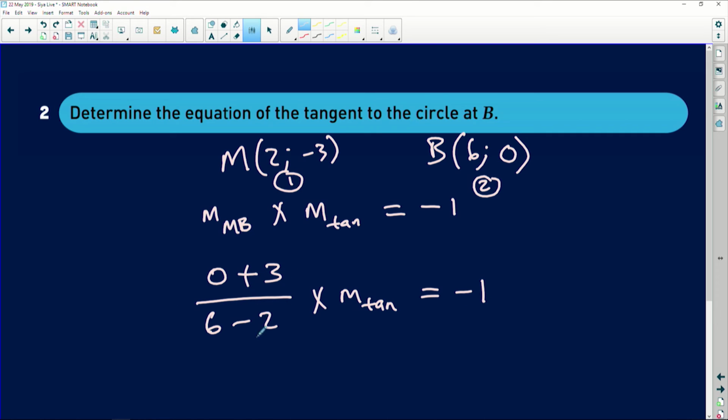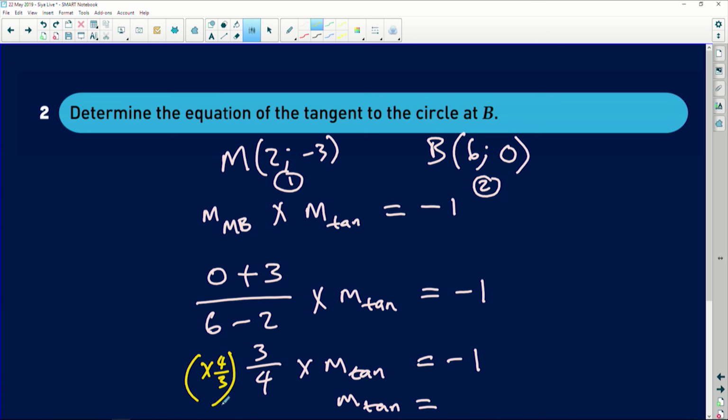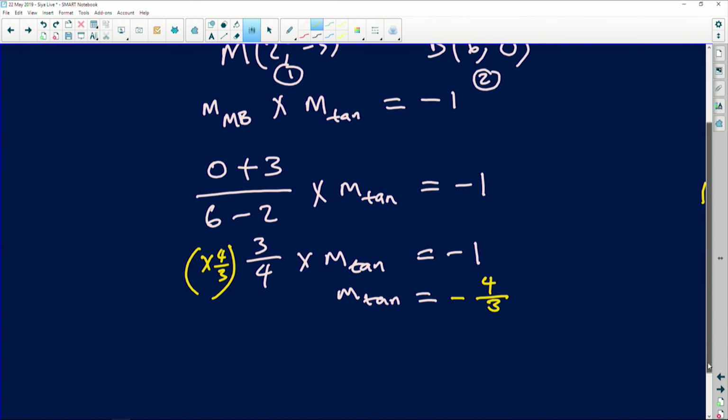Then here what I have is 3 over 4. So I have 3 over 4 multiplied by m of the tangent is equal to negative 1. Then lastly, m of the tangent will be equal to, you flip it and multiply so that you can get it to that side. I'm just writing it down for you here, multiply by 4 over 3 just to get rid of it. Therefore it will be negative 4 over 3. And that will be my gradient.